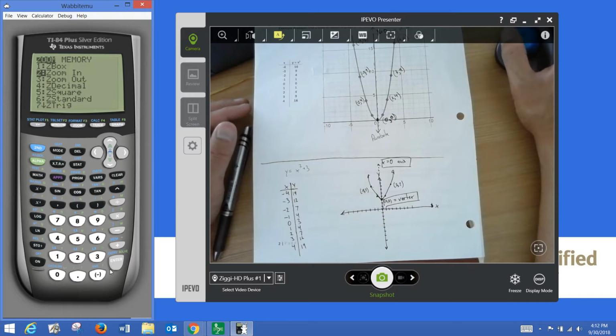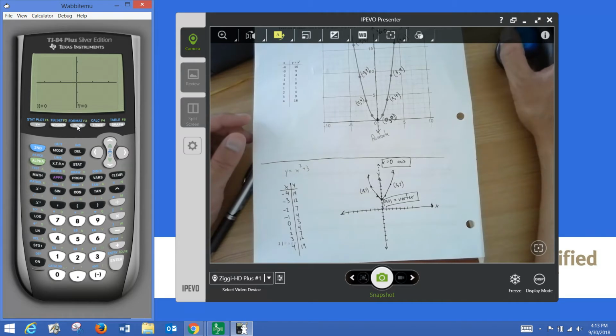And I'll try to zoom in, right? That's number 2, and let's try that a few times. Every time you press number 2, it zooms in, okay? So I press it again. All right, now I'm zoomed in too much. So let's go back. Let's reset. If you go down to zoom standard or number 6, okay, it'll just reset back to where it started.